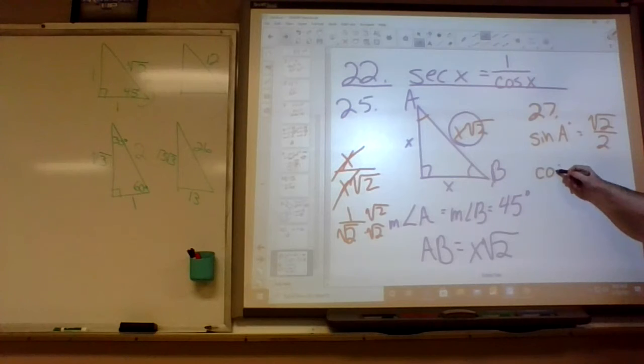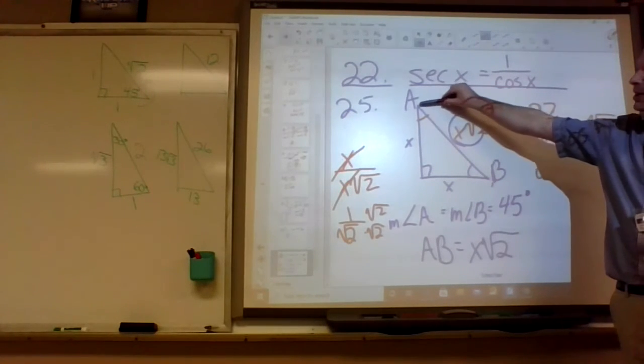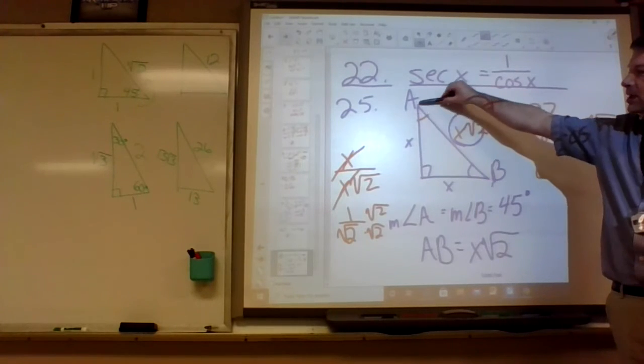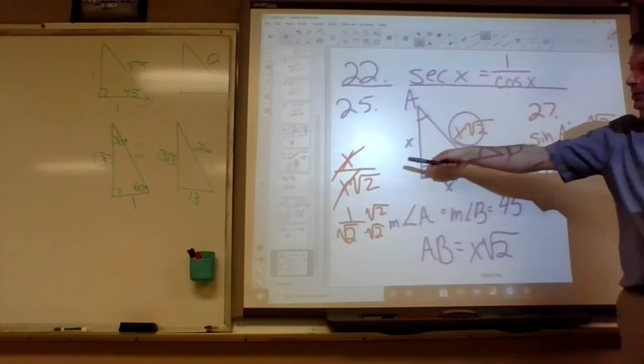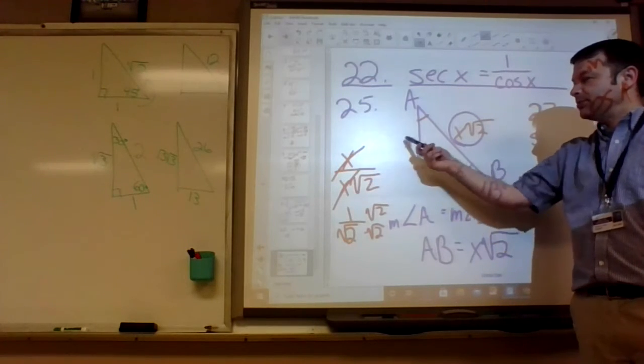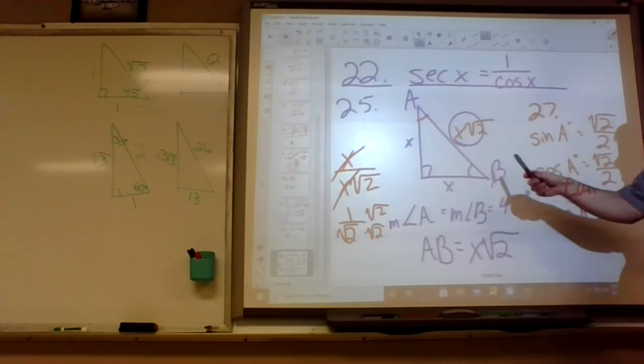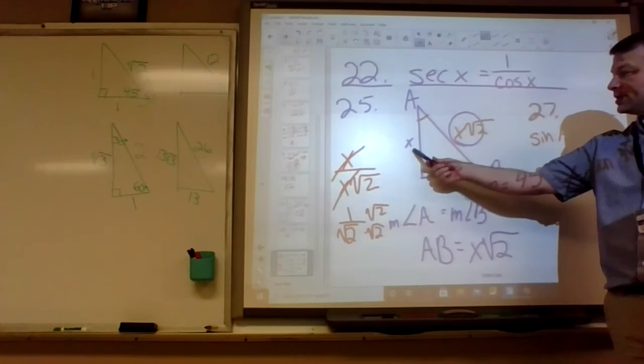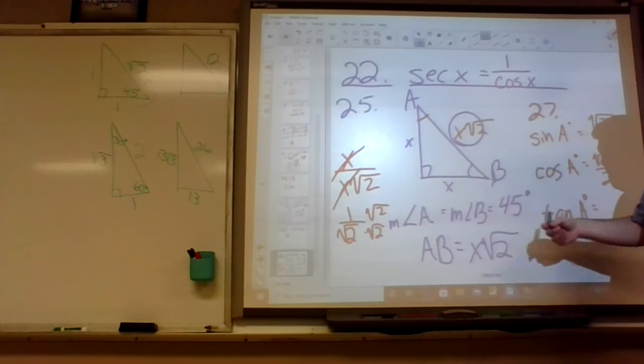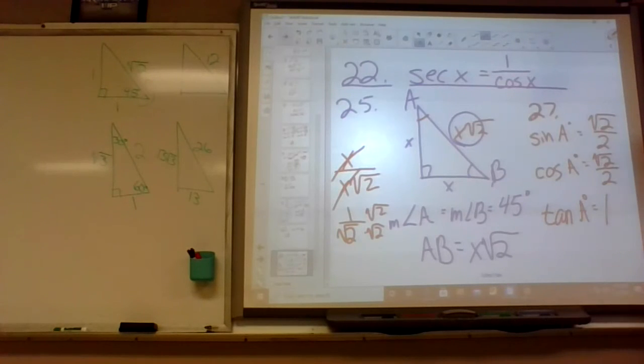And okay, now cosine of A. So what's adjacent to A? X. What's hypotenuse? Because they're the same on both these sides, it's the same thing. So it's going to eventually get to square root of 2 over 2. And then what is the tangent of angle A? Yeah, opposite over adjacent. X over X, or 1.